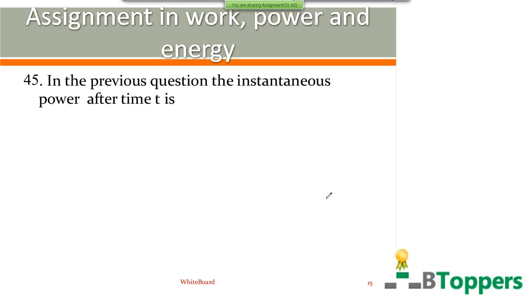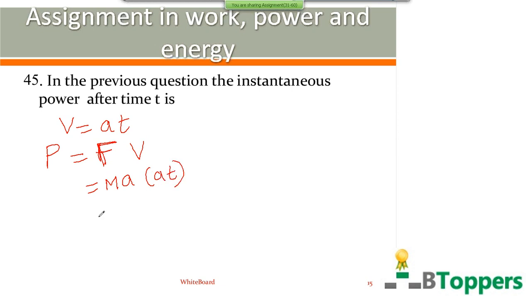You are asked to find instantaneous power after time t. For that you have to find instantaneous velocity after time t. So instantaneous velocity after time t is given by v equal to a into t, because the body started from rest and moves with uniform acceleration. So instantaneous power delivered by the agent is equal to the force applied by the agent to the body into instantaneous velocity. F is the magnitude of the horizontal force acting on the body by the agent, or the magnitude of the resultant force, that you can write m into a, and v equal to a t. So you get m a square t.